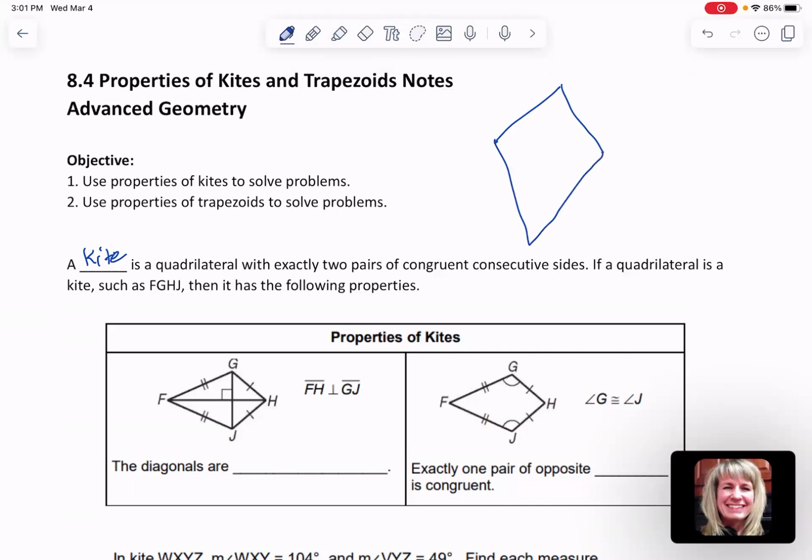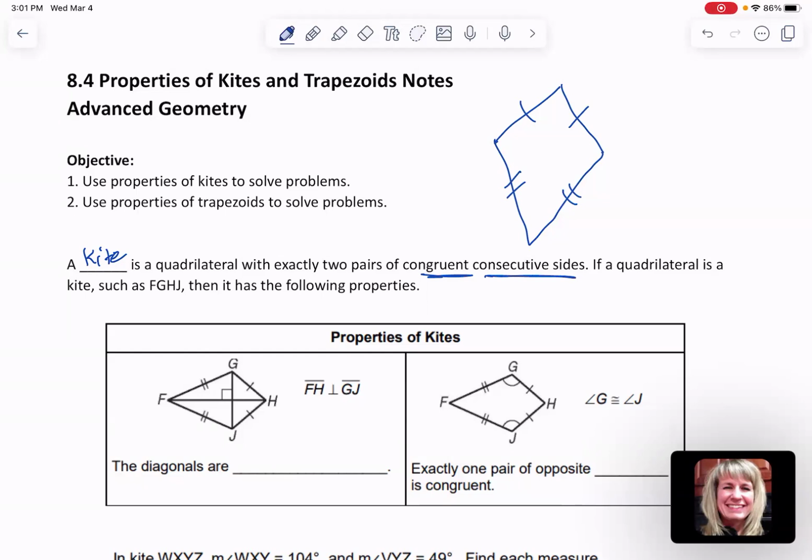So a kite is definitely not a parallelogram. Opposite sides are not parallel. Opposite sides are not congruent, but consecutive sides are congruent. So what I mean by that is this side is congruent to this side and this side's congruent to this side. Those are sides that are right there next to each other.